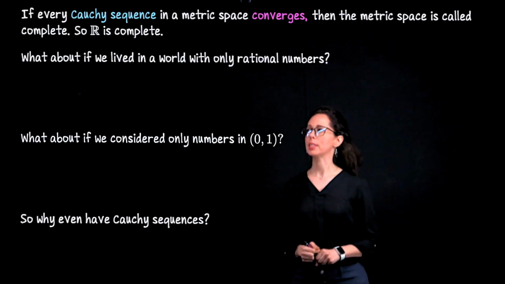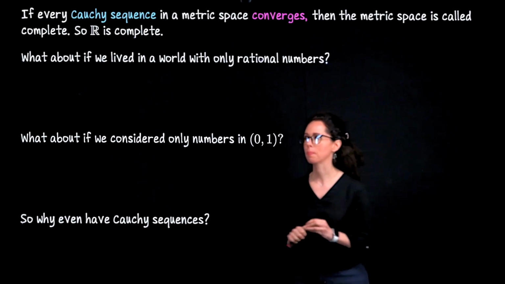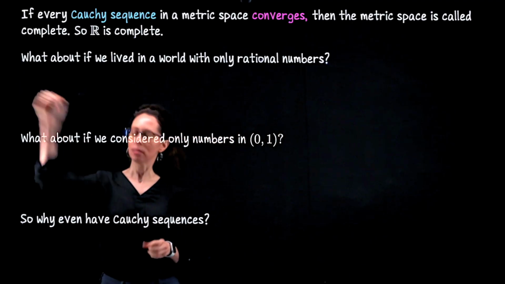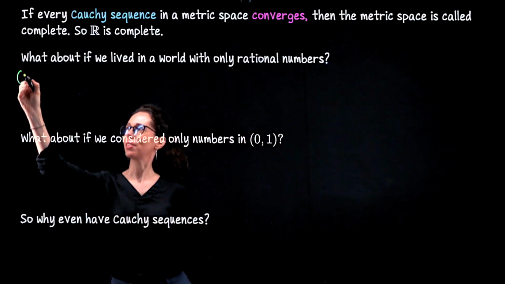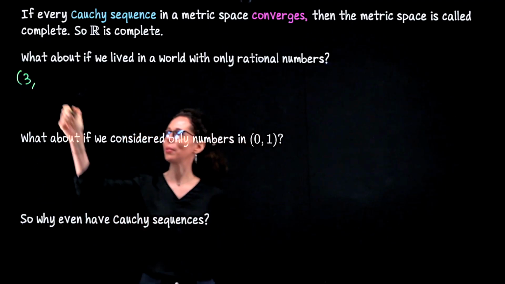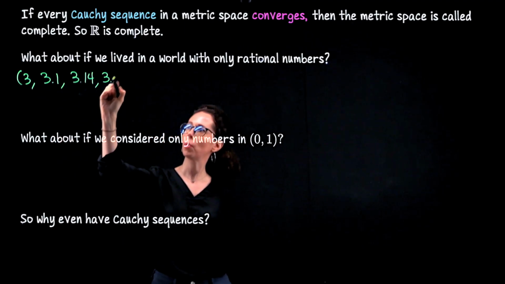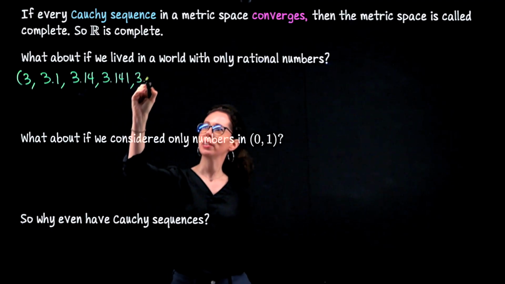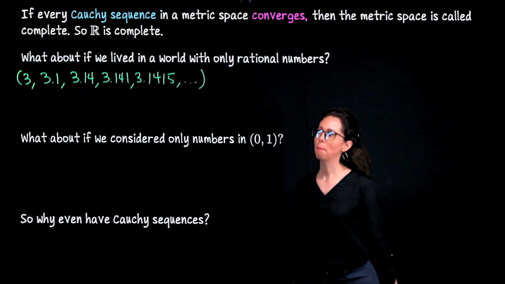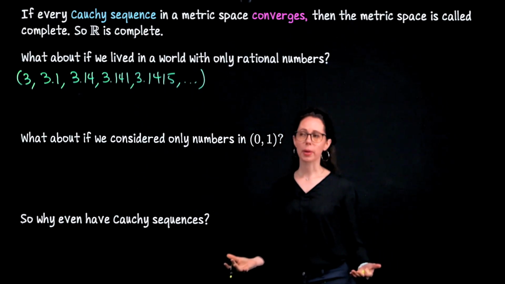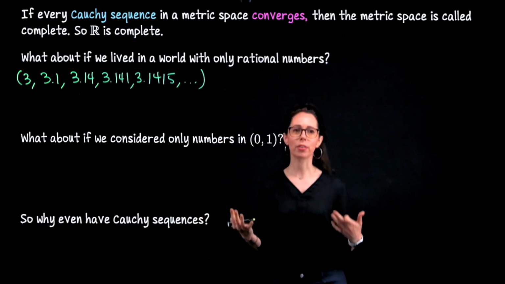For a first example of a sequence of rational numbers which is Cauchy but does not converge in the world of rational numbers, consider the sequence that looks like 3. That would be my first term in the sequence, and then 3.1, 3.14, 3.141, and I only know that far in the decimal expansion of pi. Each of these is a rational number because they are decimals which terminate. So this is a sequence of rational numbers.